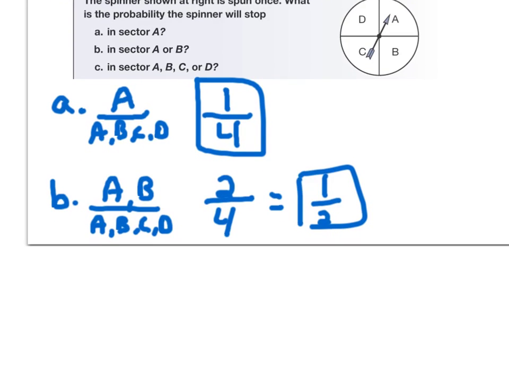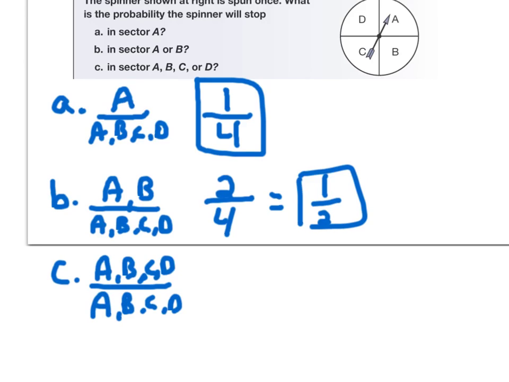And then C. What's the probability it lands in sector A, B, C, or D? So my favorable outcomes are any of them, A, B, C, or D. And my total outcomes are A, B, C, or D. Those are the only possible things that can happen. Well, how many different ways can I land in A, B, C, or D? There's 4 of them, and 4 total. And that reduces to just 1. So the probability is 1, or we could call it 100%. It is a 100% probability that I land in one of these 4 spaces. Those are the only 4 spaces I can land in, so I have to land in one of them.